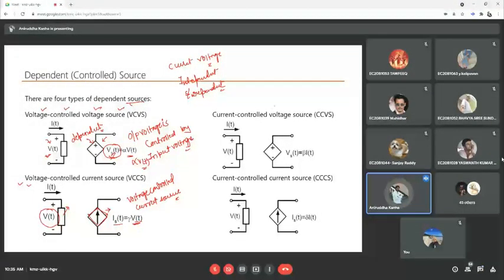Similarly, the current controls the voltage source. If the current is controlling the voltage source, then you can call it CCVS. So which current is controlling? This It is controlling which voltage source? This voltage source. How do you identify it? Because the plus minus signs are given. I told you if plus minus signs are given, that means it's a voltage source.